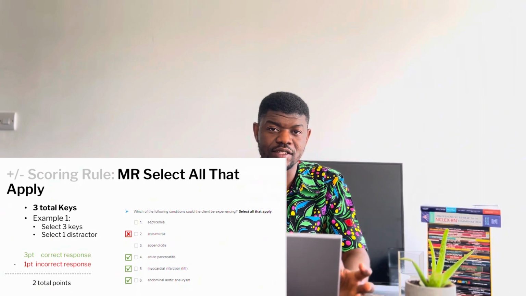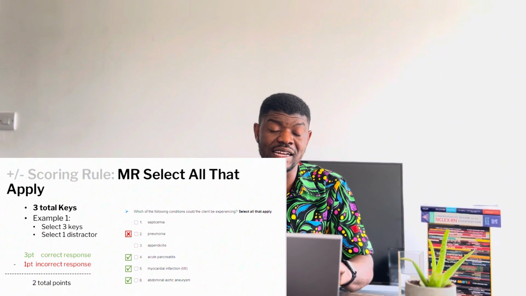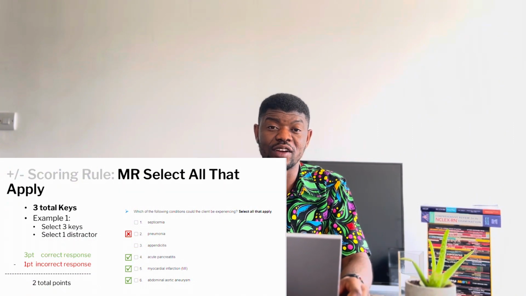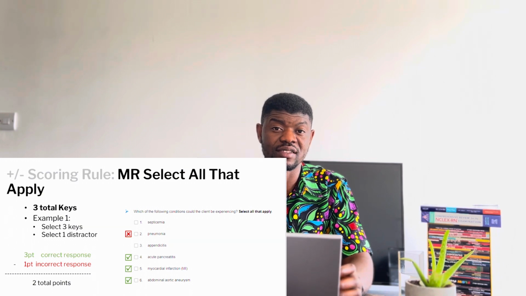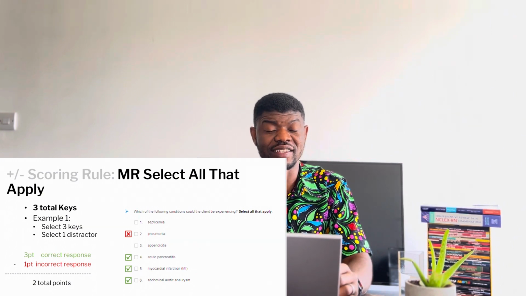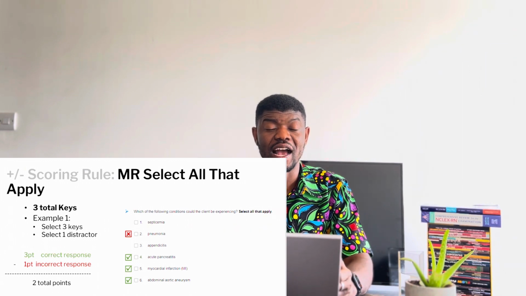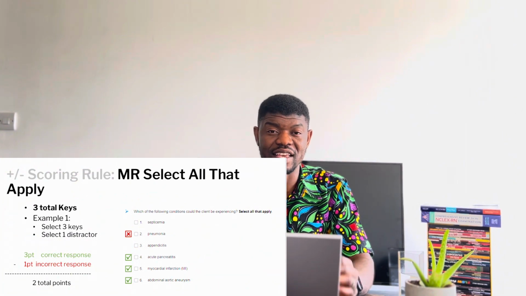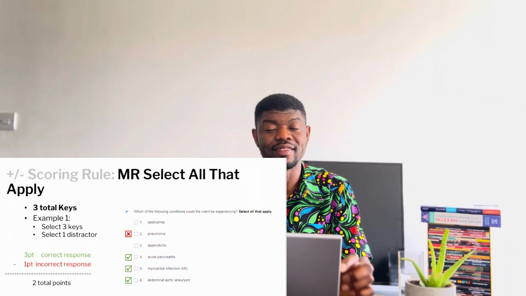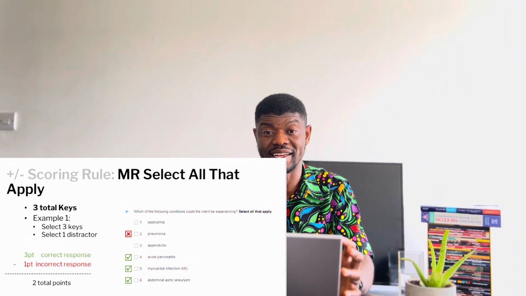Now let us move on to multiple response select all that apply, what was previously known as SATA. In this kind of question, you usually have multiple responses, with correct and incorrect answers. So they have the distractors and the correct answers, and you are asked to pick all the correct answers in that question. And in this type of question, there is negative marking. Let me explain what I mean by negative marking.